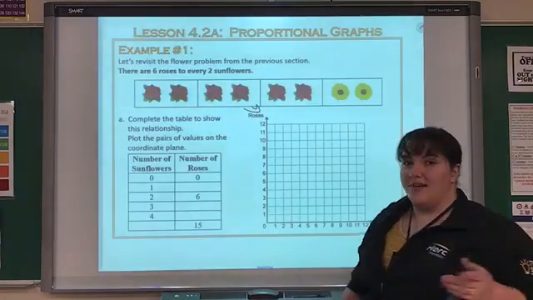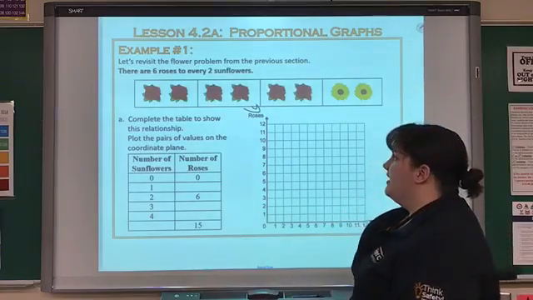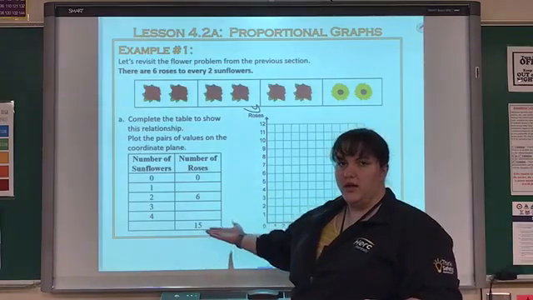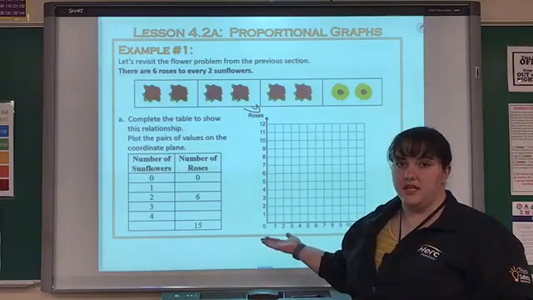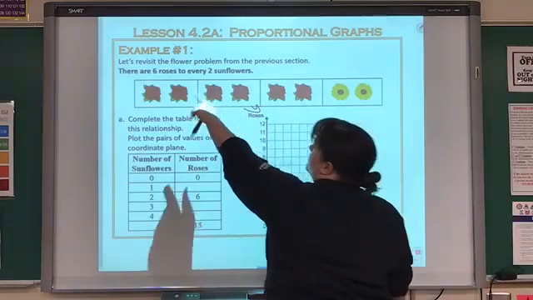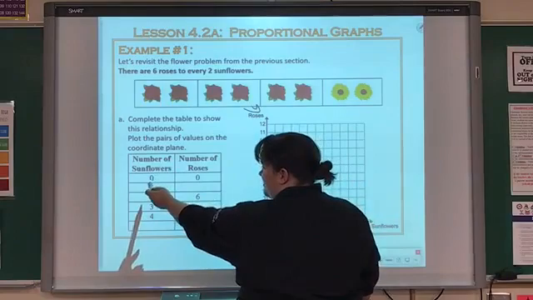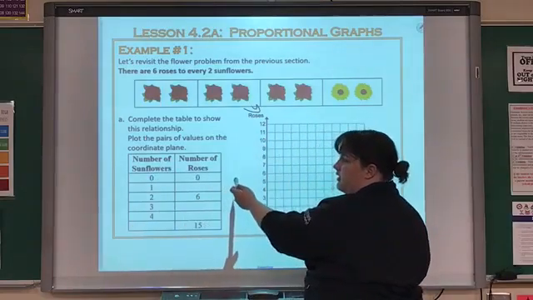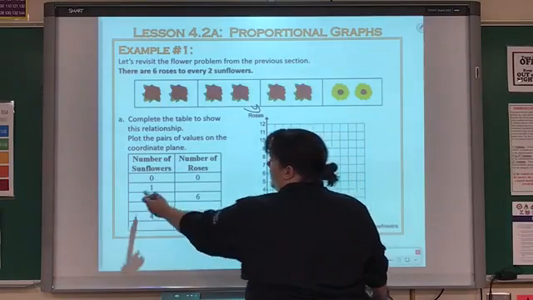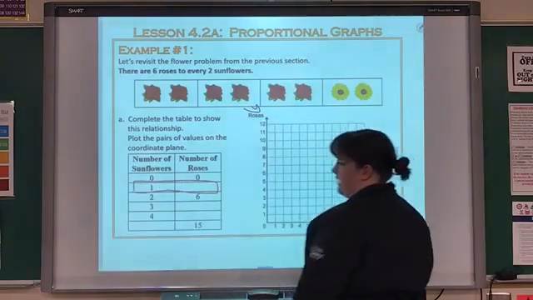Now, we're going to come back to our favorite example, roses and sunflowers. With these proportions, we want to complete our table and be able to put these on a graph to see if they are proportional. So, we have 6 roses to every 2 sunflowers. If we have 0 sunflowers, we're obviously not going to have any roses either. And then we're trying to see what is our unit rate right here. When we have 1 sunflower, how many roses do we have?